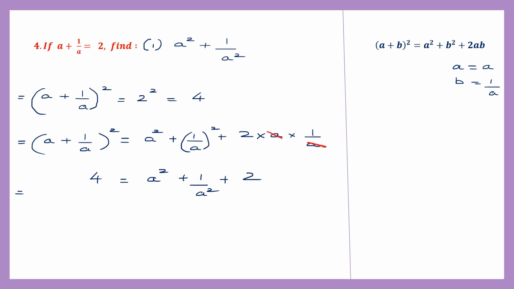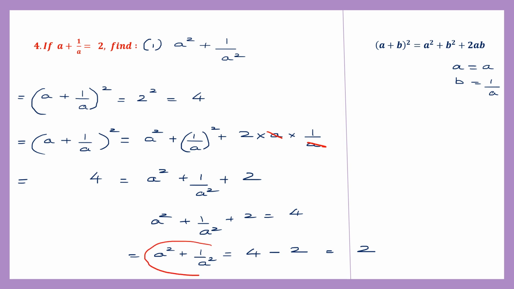So what do I have? I have 2. So now what am I asked to find out? I'm asked to find a square plus 1 by a square, which is this part. So I'm going to leave it here itself. So let's write a square plus 1 by a square and plus 2 is equal to 4. Now to find out only a square plus 1 by a square, I say that is equal to 4 minus 2, because I have transposed this plus 2 to the other side. So that is equal to 4 minus 2 is 2. So now I have found the answer for a square plus 1 by a square, and that is 2. The answer is 2.